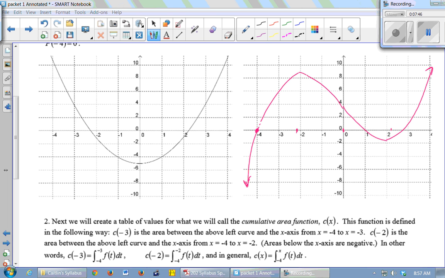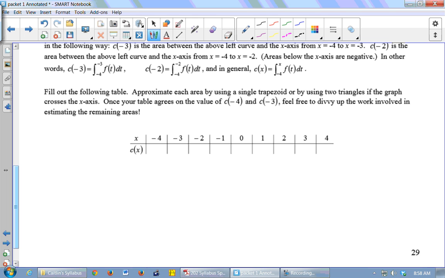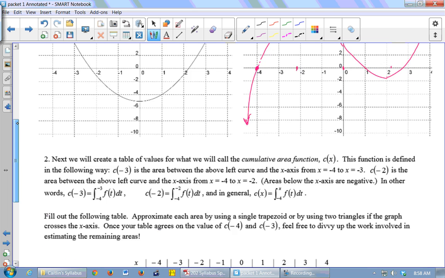Okay, so I'm doing a cumulative area function of this quadratic looking thing. So for each of these x values, I want to take the integral from -4 to that particular x value. So what's the integral from -4 to -4? 0, yeah, because there's no width under there. So that one is 0. Okay, and then for the -3, I want to take the integral from -4 to -3. So the area under the curve from -4 to -3.